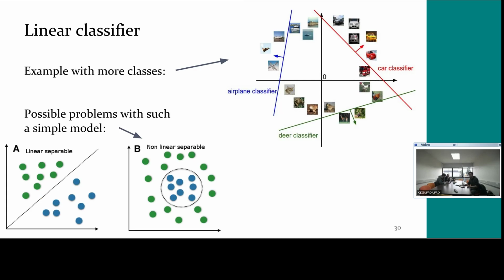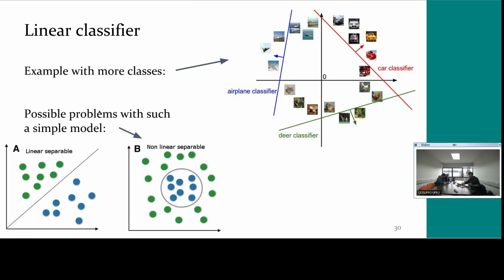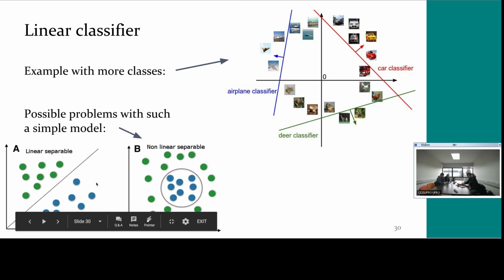In theory, this could be used with more classes. This is again a toy. If we somehow could push all the images into 2 dimensions, there could be an airplane classifier, deer classifier, car classifier, etc. We could have multiple classes. And also, there are some problems with this. Well, this data is clearly separable with the line.